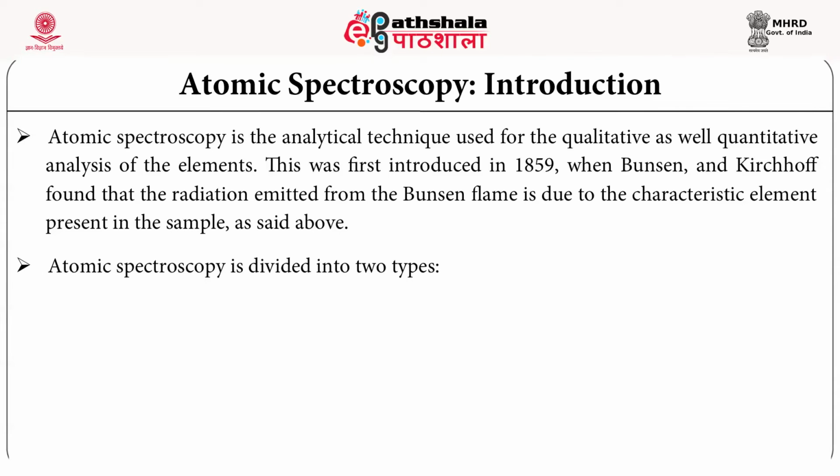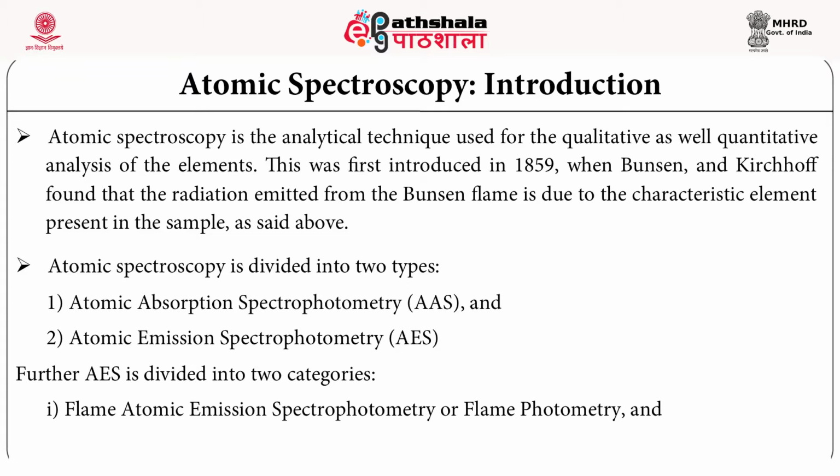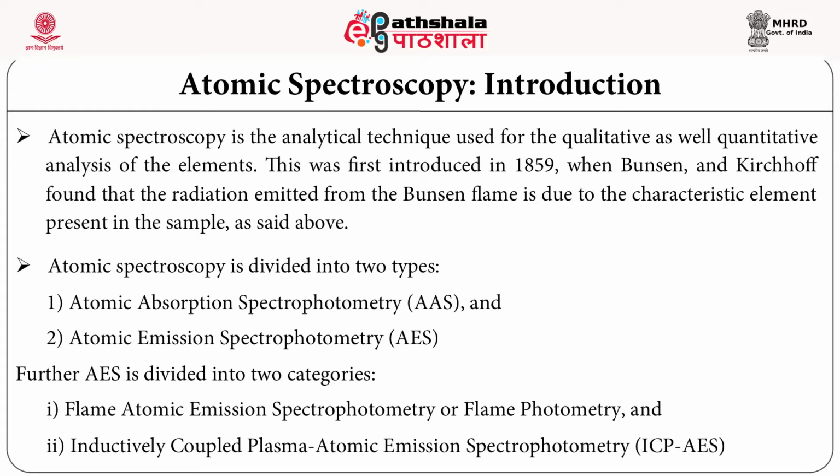Atomic spectroscopy is precisely divided into two types. One is atomic absorption spectrophotometry, which is called AAS, and the second type is atomic emission spectrophotometry, called AES. Further, AES is divided into two categories: flame atomic emission spectrophotometry or flame photometry, and the second type is inductively coupled plasma atomic emission spectrophotometry, which is symbolized as ICPMS.